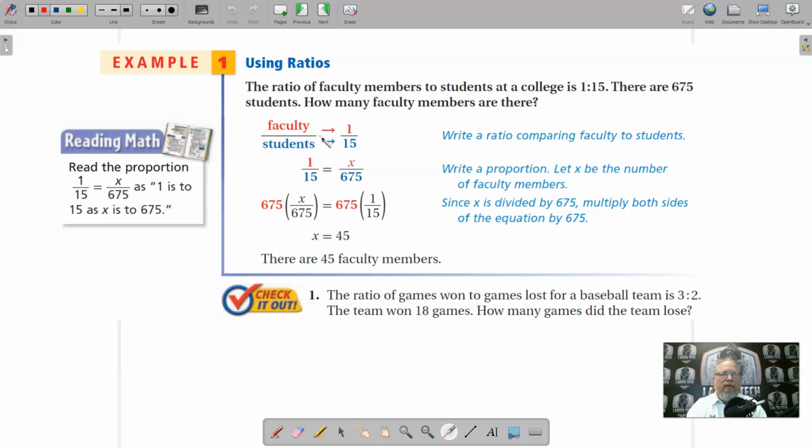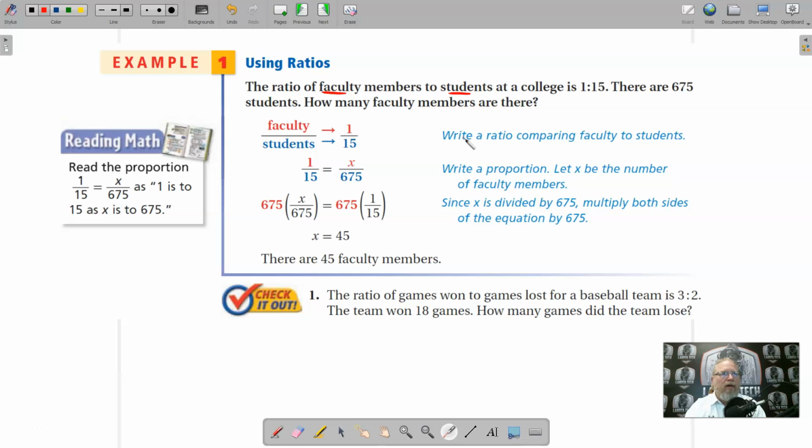Well, part of the issue here is knowing how to set it up. Notice that they say faculty members before students, and here's the word to right there. So we could think of this as faculty members is listed first, students is second. So faculty members will be our numerator, and students is going to be the denominator. Whatever category or measurement that they give you first is going to be your numerator. And then following the word to, they're going to give you the second category or measurement. In this case, it's students, and that's always going to be your denominator.